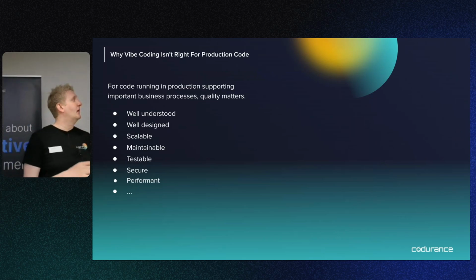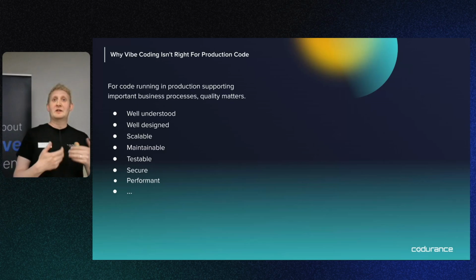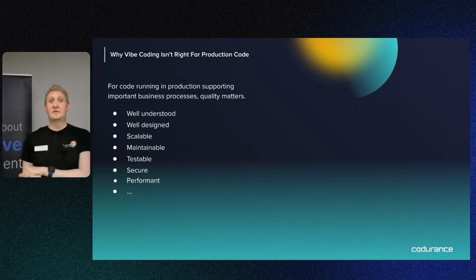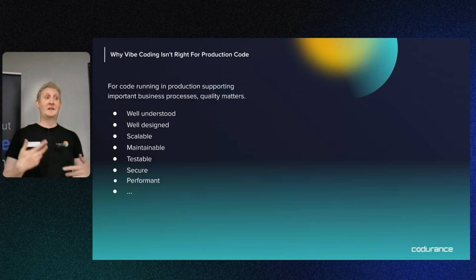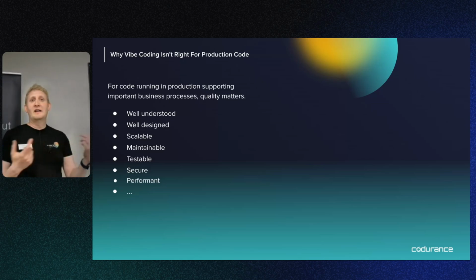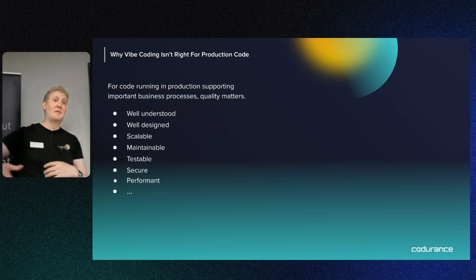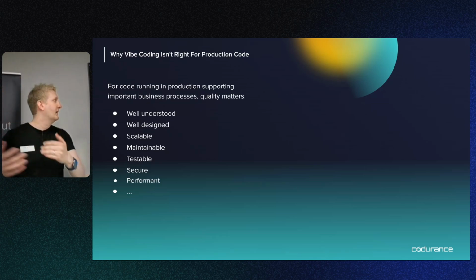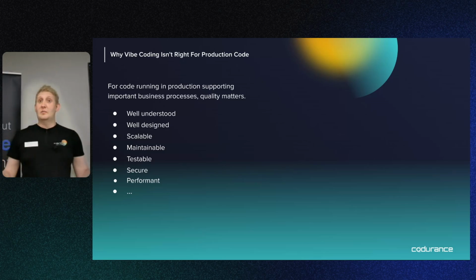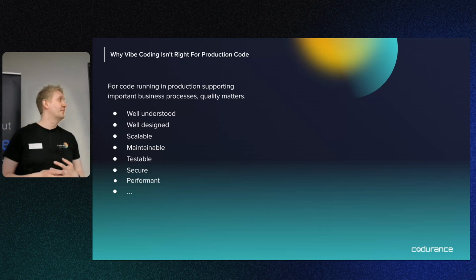But thinking about most of our jobs as developers, building code that's running in production, we want a bunch of qualities from that code, right? We want it to be well understood, so we can reason about the code that's coming back. We want it to be well designed, aligned to my business goals and my overall architecture, and evolving in the right way. Is the code scalable? If I go into new markets, is the code still going to hold up? If I add more users and more traffic, is the code still going to be performant?